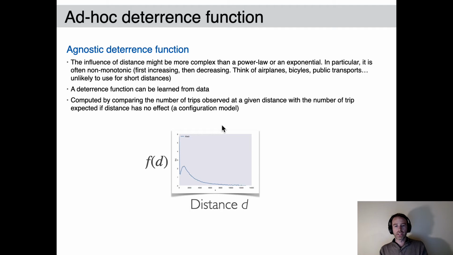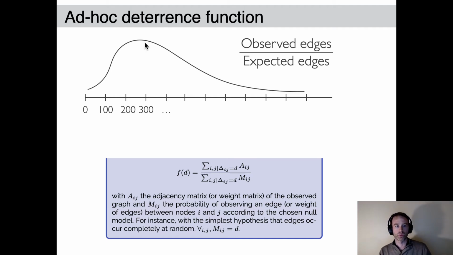And the question is then, what is this function of the distance? As we have seen just before, you can use some predefined function with some parameters and try to fit those parameters. But a different perspective is actually to learn it from the data in an agnostic way. To do this, the simplest way is to cut space in bins.